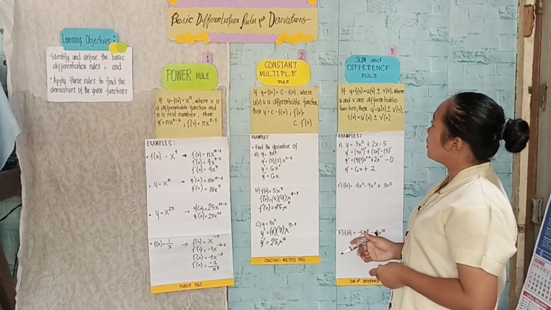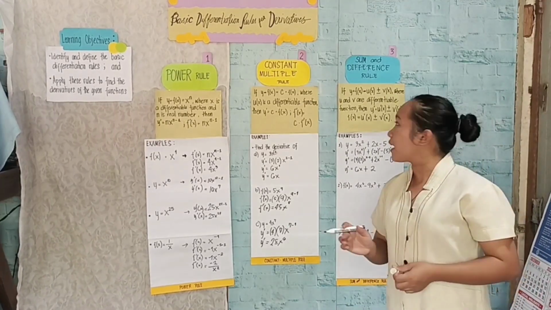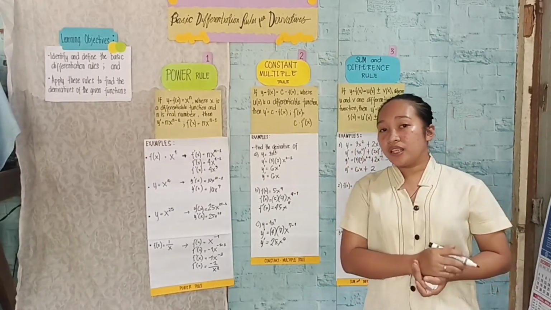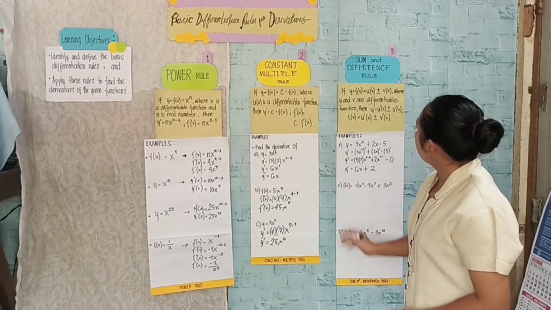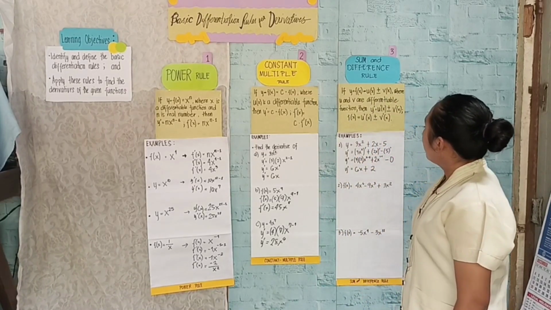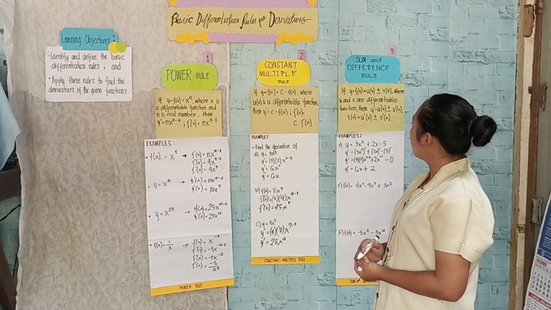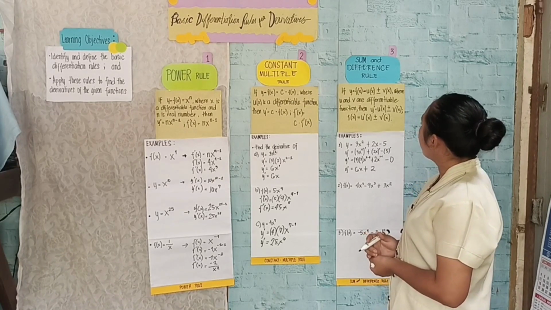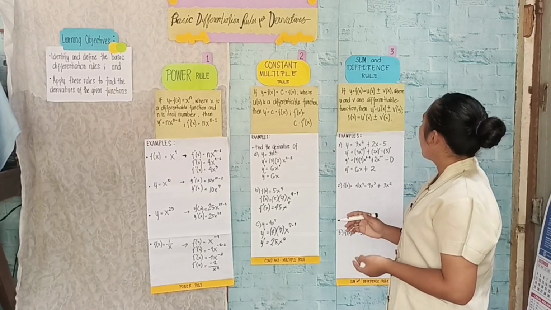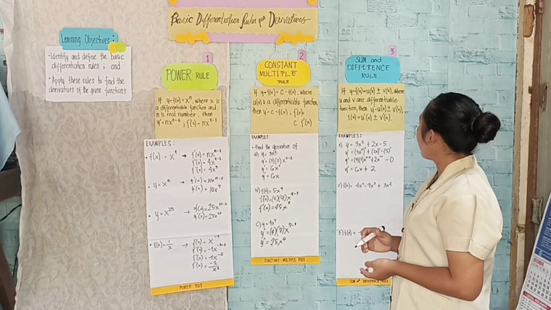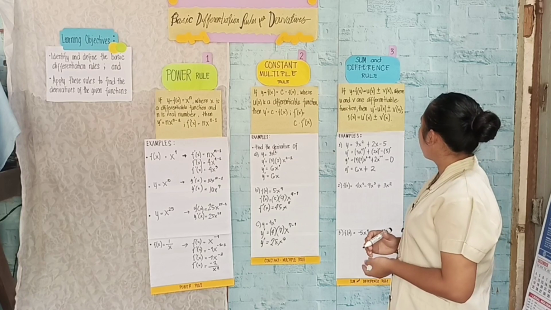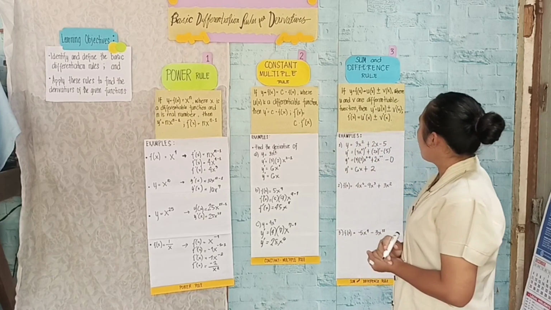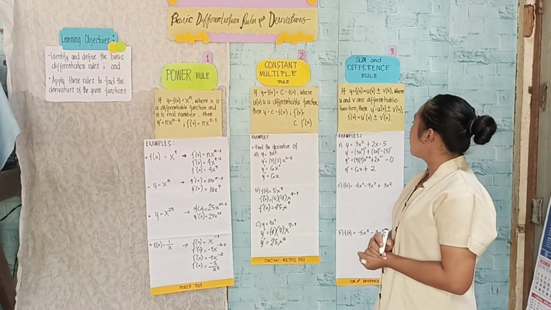So let us now proceed to our last rule that we will discuss today, the sum and difference rule. This rule includes addition and subtraction. This is the definition of the sum and difference rule. If y is equal to f of x is equal to u of x plus or minus v of x, where u and v are differentiable functions, then y prime is equal to u prime of x plus or minus v prime of x, or f prime of x is equal to u prime of x plus or minus v prime of x.